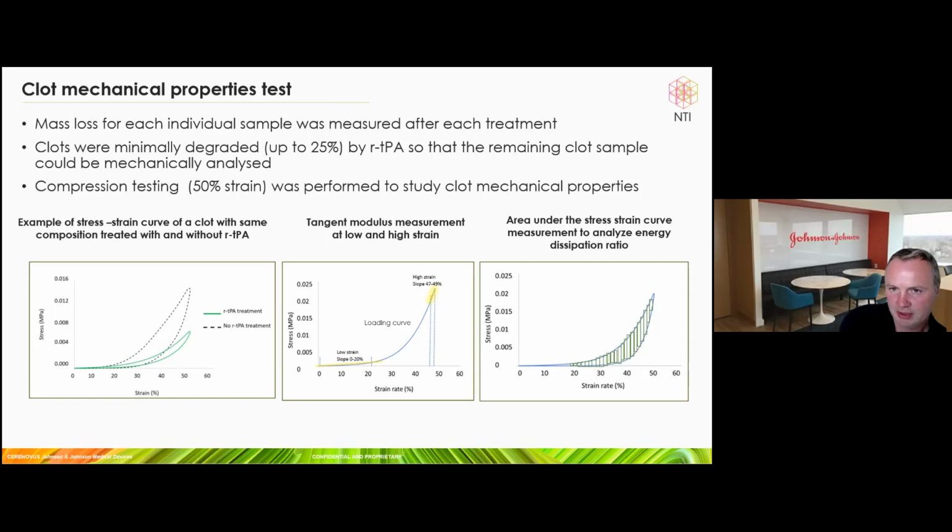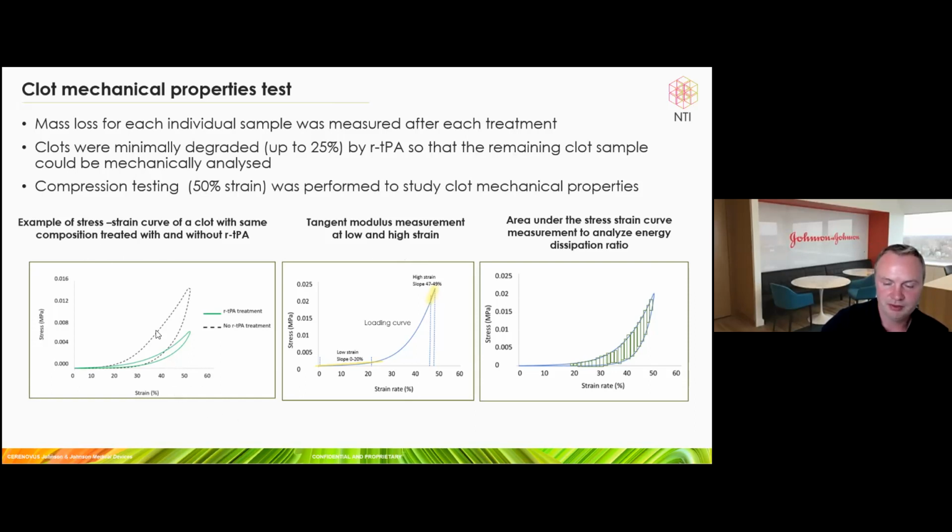So we deliberately set out to degrade the clots by not more than about 25%, so we had enough sample. So we had degradation, but not so much that it affected the sample negatively. Okay, and these are examples of the outputs.